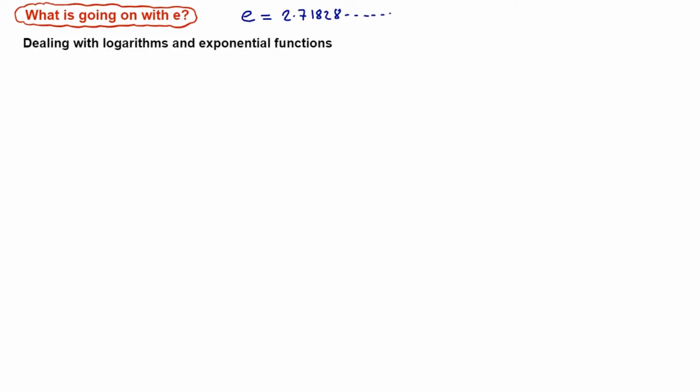Okay, so we've got to be able to deal with logarithms and exponential functions. So let's start with logarithms and see how they're connected to exponential functions in a minute. Well, there are two types of logarithms that you're going to have to deal with: a normal logarithm, so-called, and a natural logarithm. So let's start with the normal ones. Well, the normal ones have nothing to do with e at all. We just define them in a certain particular way.